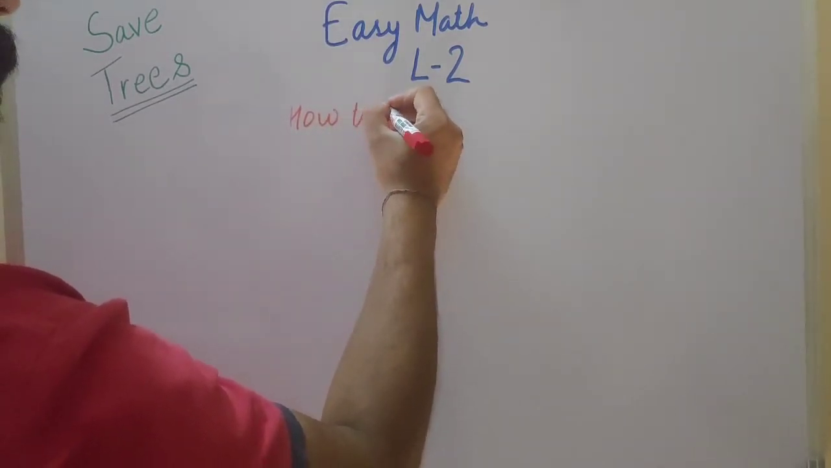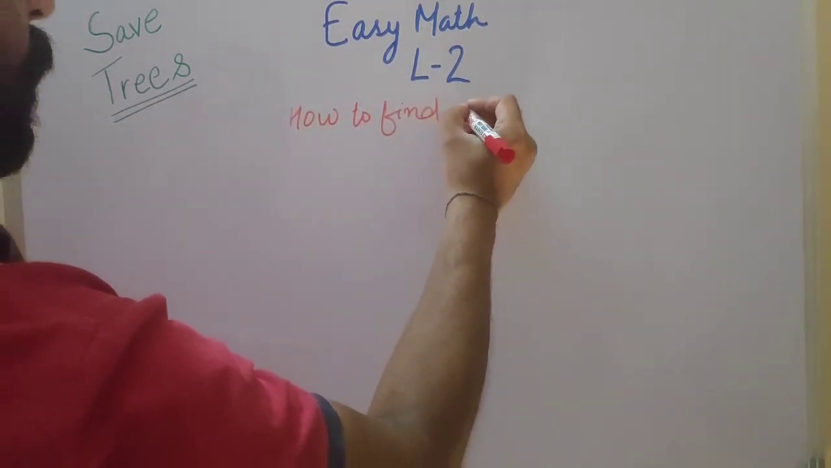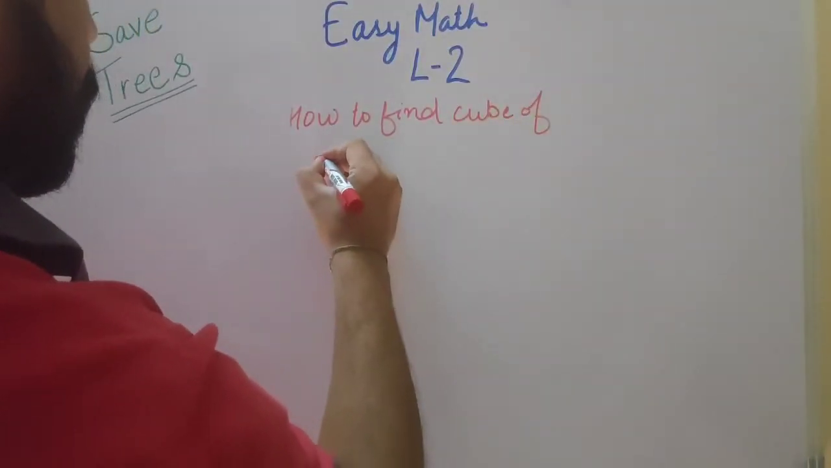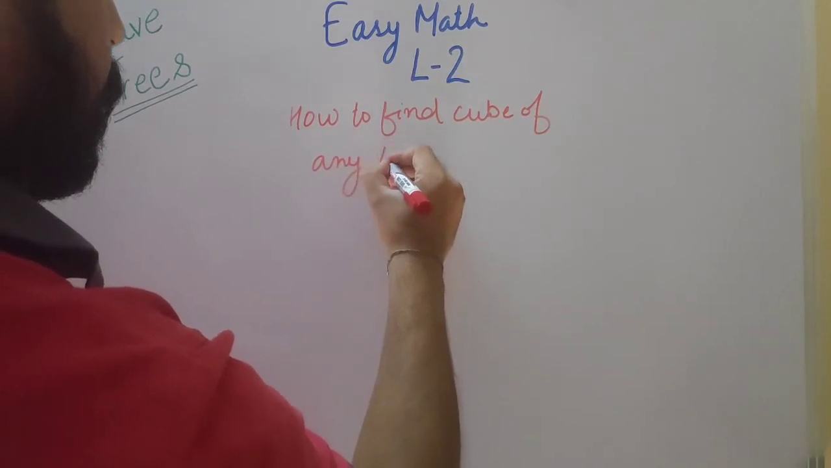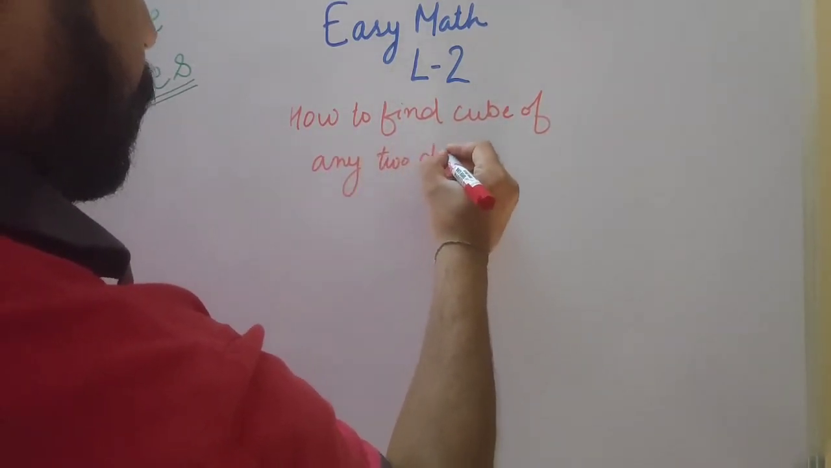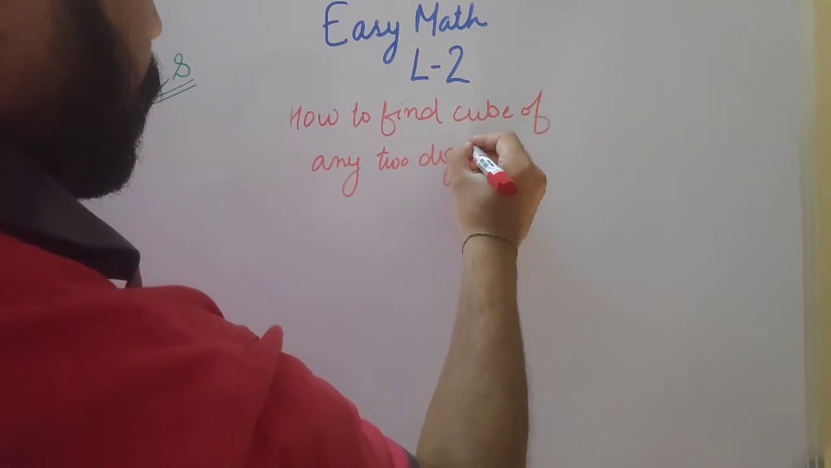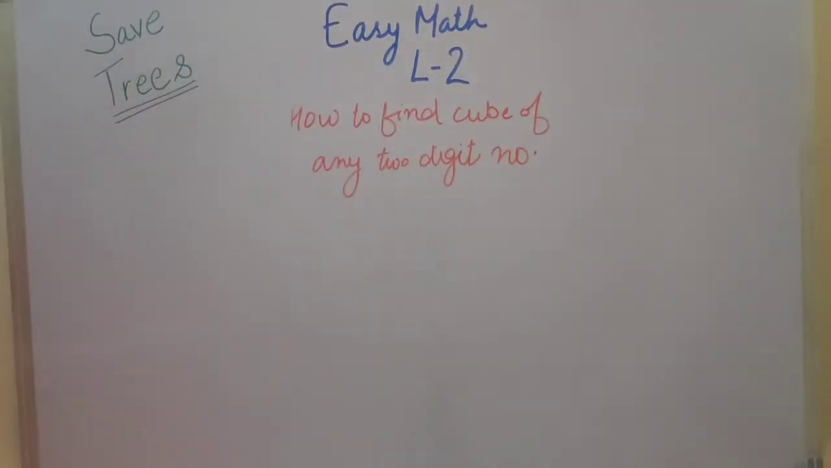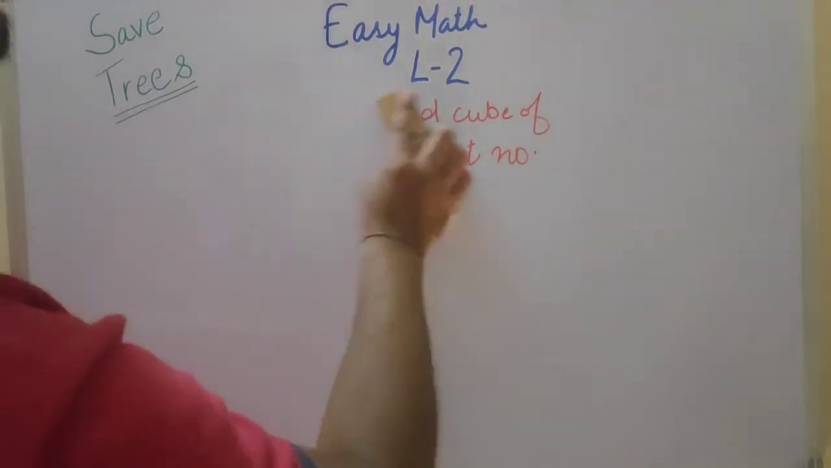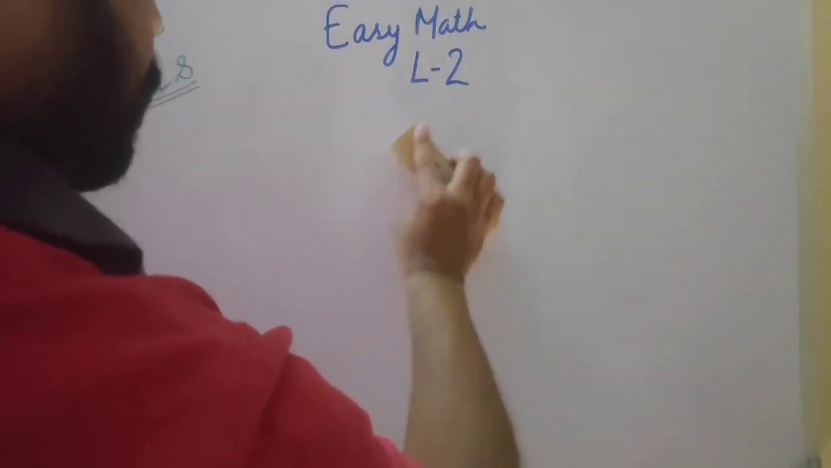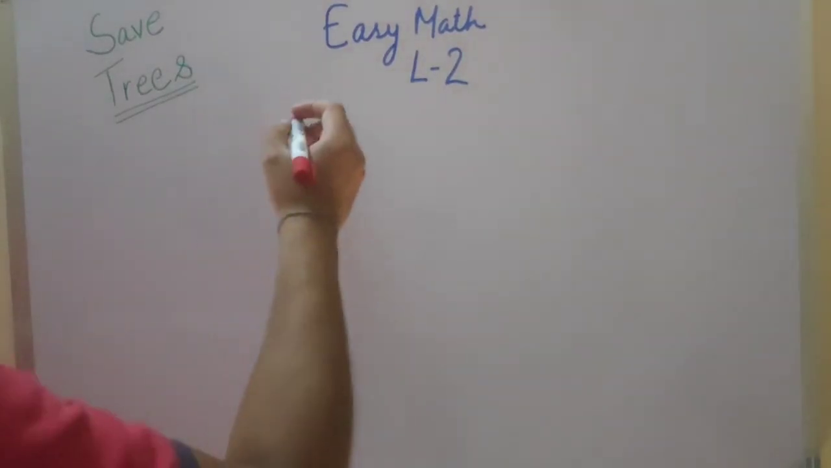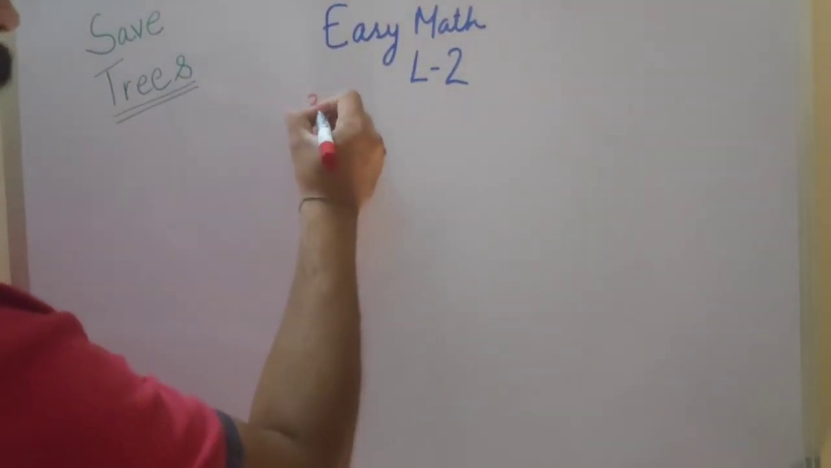In this video we are going to find out how to find the cube of any two-digit number easily. To find the cube of any two-digit number, you should at least know the cubes of 1 to 10 by heart. I am going to write them down now.